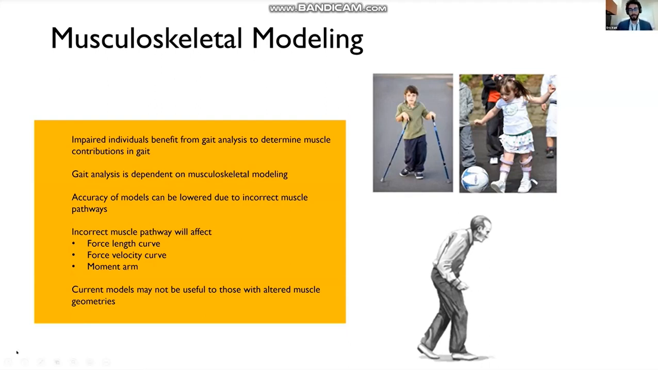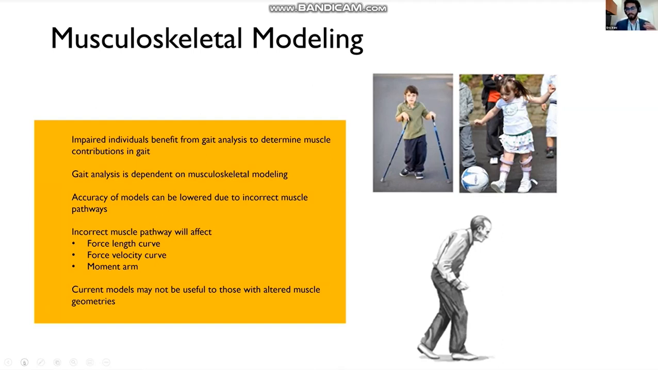So yes, as we know, impaired individuals benefit from gait analysis in order to better understand their muscle contributions during gait. So we use this on individuals who have cerebral palsy or have suffered from a stroke to better understand how they are walking. And this gait analysis is dependent on musculoskeletal modeling and generic musculoskeletal models, which use different muscle geometries to represent those humans in our simulations.